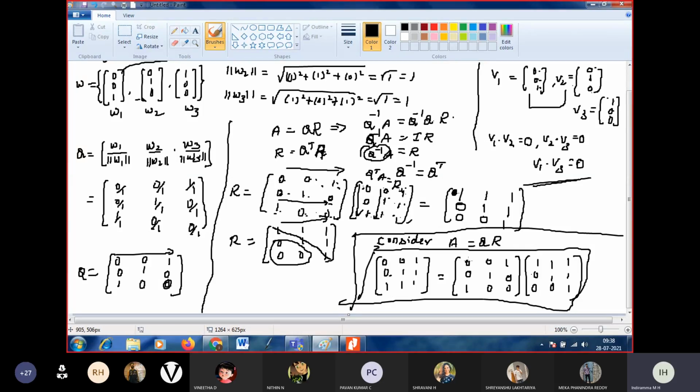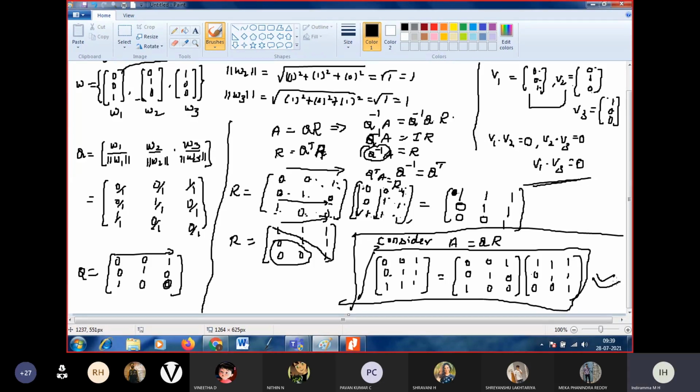Next, third row, first column: 1, 0, 0. That is 1. Correct. Third row, second column: 1, 1 only, 1, 0, 0. 1. Third row, third column: 1. Remaining is 0. It's very fine. Right?